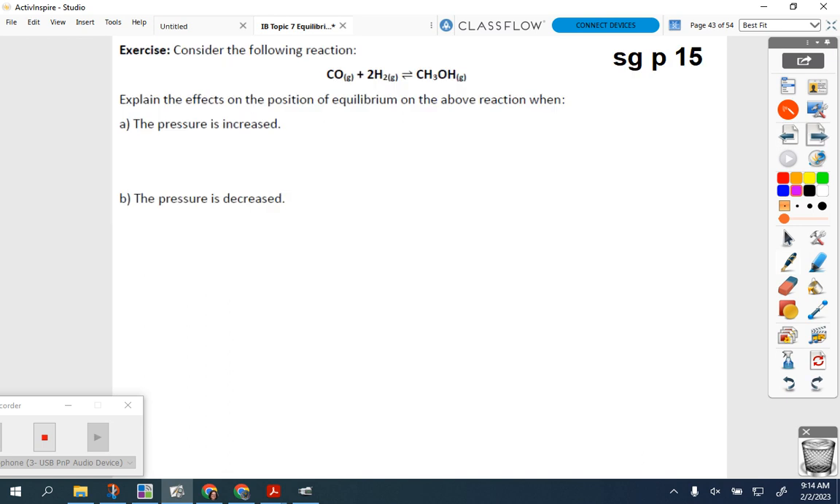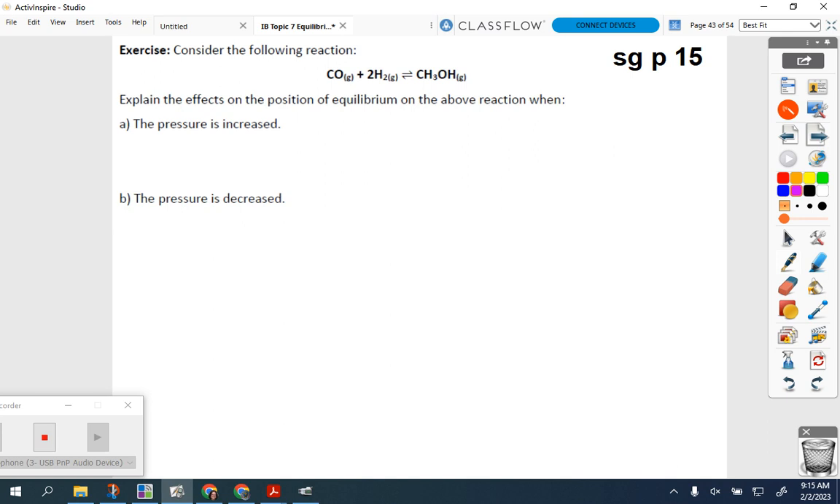Okay, so there's the exercise at the bottom. It's giving us an equation for the formation of methanol. So we've got carbon monoxide and hydrogen makes methanol. And let's see. Wiley, tell us how you would answer this question.